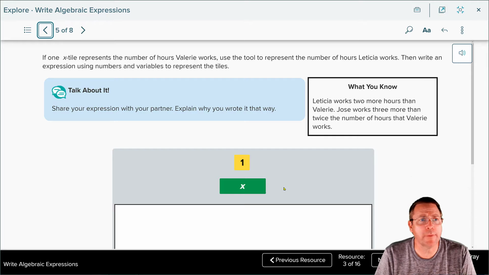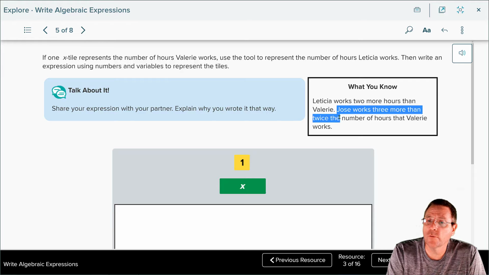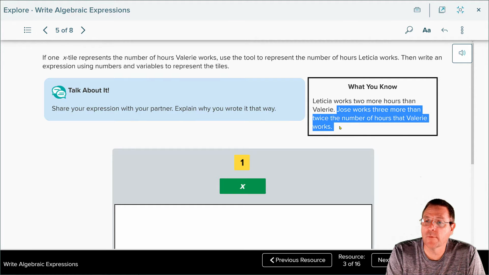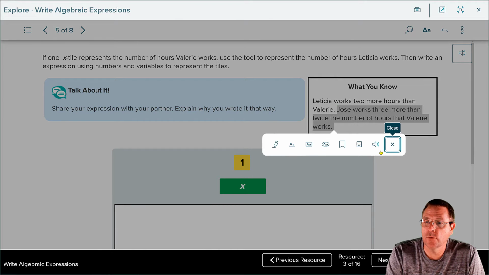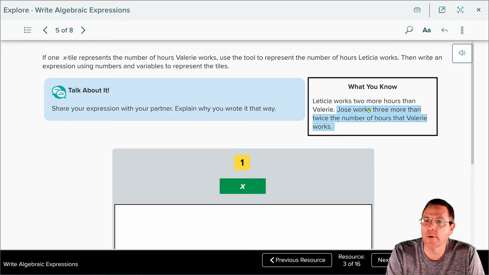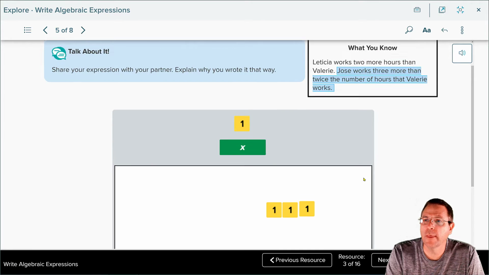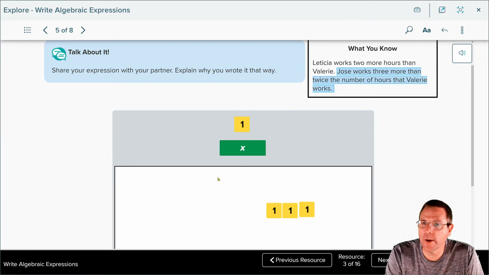Now the next part, I think they screwed up because they repeated the same exact question where they're talking about Letitia and Valerie, but I think they really wanted Jose for this, so that's what we're going to do. We know that Jose works 3 more than twice the number of hours that Valerie does. So to do that, we're going to first highlight Jose's part here. He works 3 more, so that's going to be 1, 2, 3, than twice the number of hours that Valerie works.